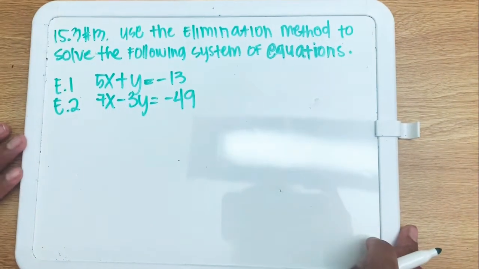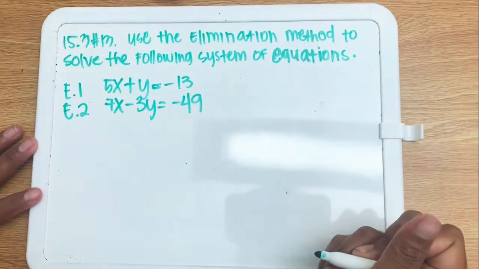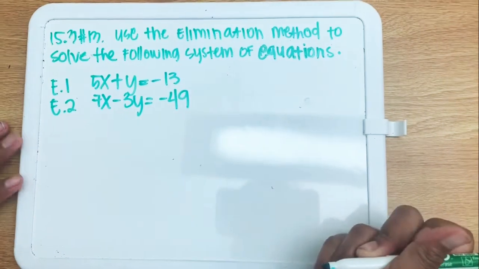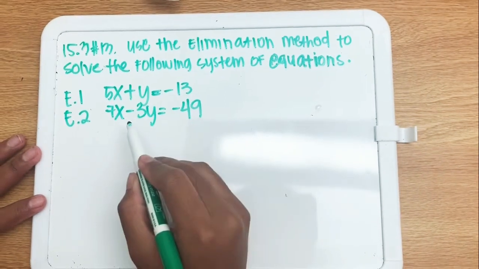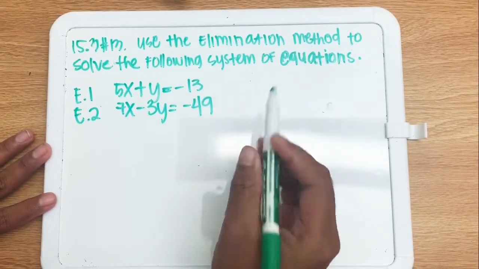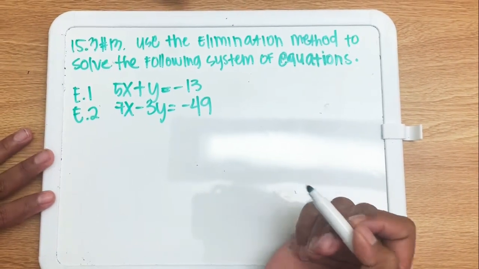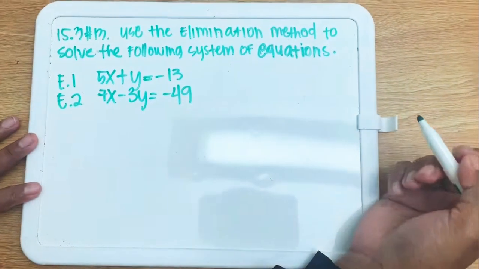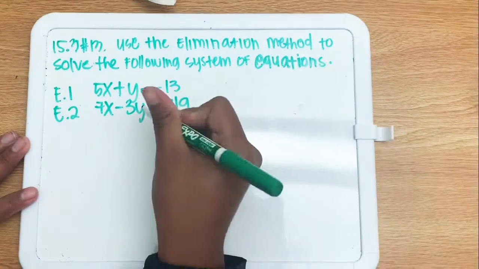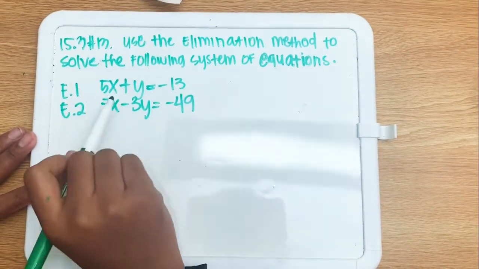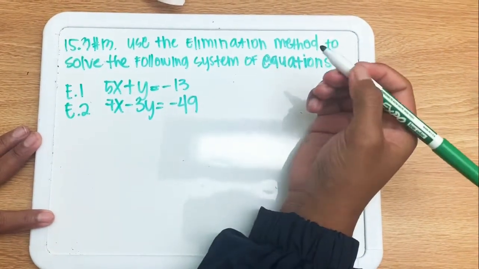So we're going to work out 15.3, number 13. Use the elimination method to solve the following system of equations. In this problem, you have equation 1 and 2. For the first equation, you have 5x plus y equals negative 13. Second equation is 7x minus 3y equals negative 49. You're going to use the elimination method, and you want to choose a variable that you can eliminate easily.